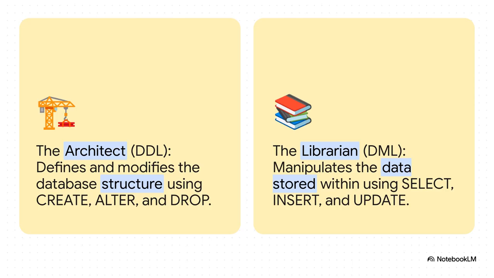The absolute best way to think about this is with a metaphor. DDL is the architect. It designs the library itself, defining the structure of your tables with commands like create and alter. DML, on the other hand, is the librarian who manages all the books inside, handling the selecting, inserting, and updating of the actual data.